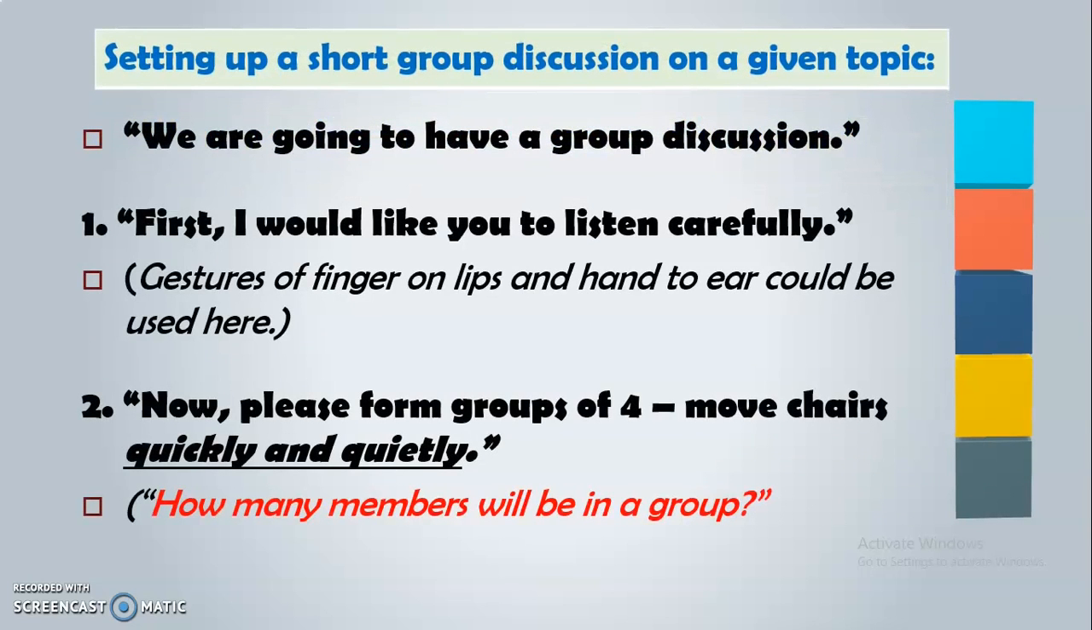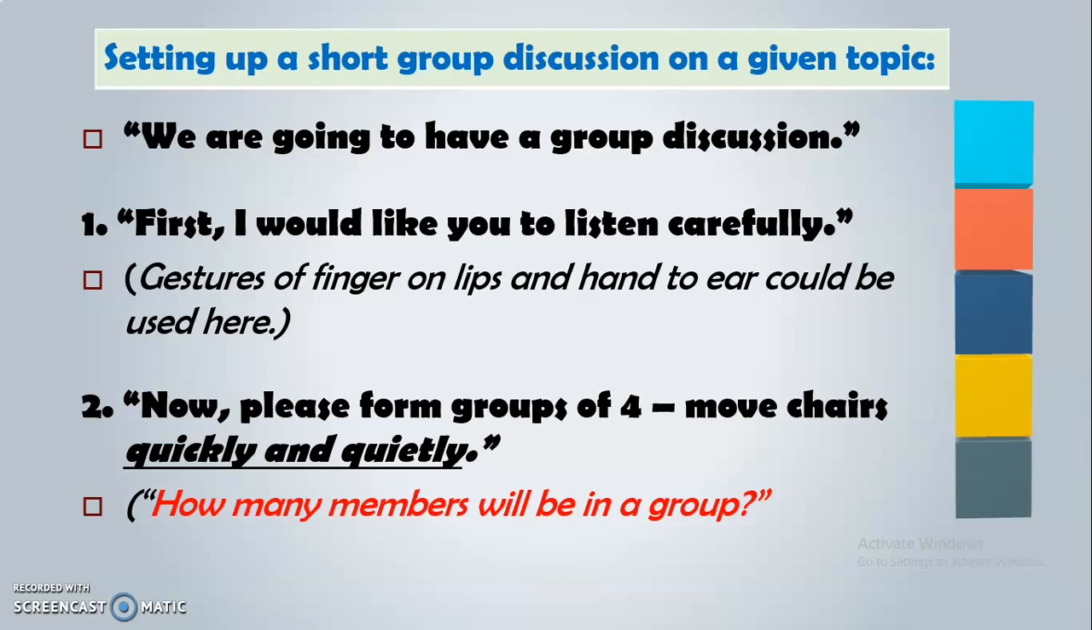So this is what we're going to do. Let's assume that we have a short group discussion. We want to form a group, and this is how it goes on. First, I would like you to listen carefully. So here you can use gestures of finger or lips, and the hands to ear could be used here again. Second instruction continues. Now, please form groups of 4. Move chairs quickly and quietly.